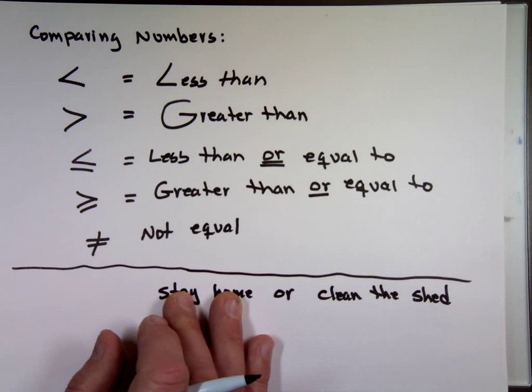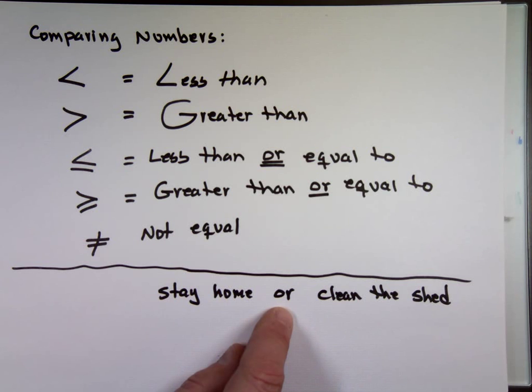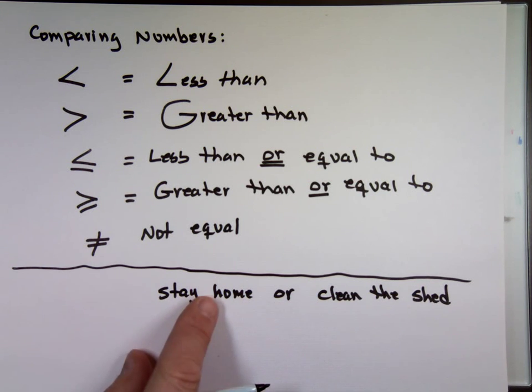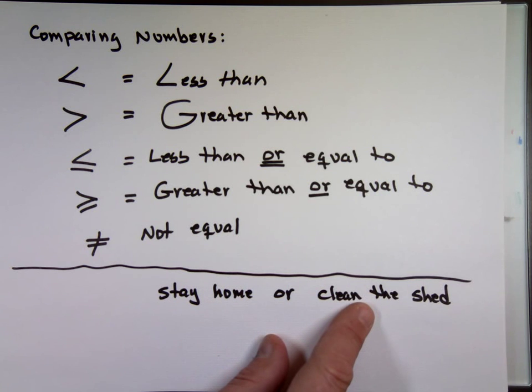No. Why not? Because if you stayed home, then you didn't clean the shed. Well, it says or. It didn't say and. With an or operation, you only have to satisfy one of the two conditions. So the statement will be true if you either do this or do that, or if you've really been bad and you want to get on the good side, you'll do both of them.